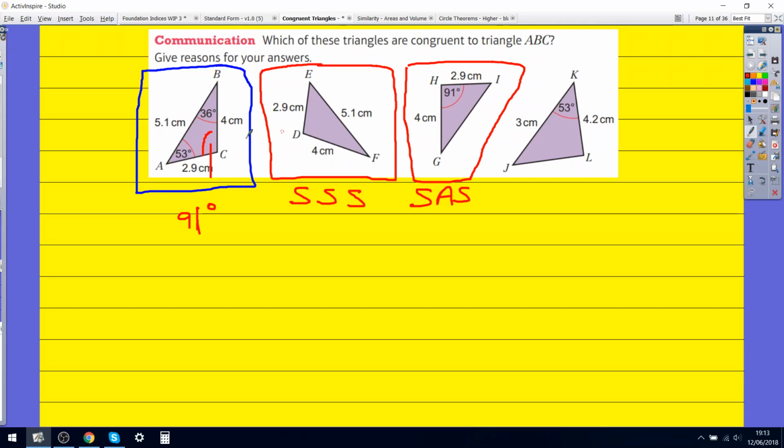Okay. And then this one is just totally different. Could I draw those triangles quickly? Yeah, sure.